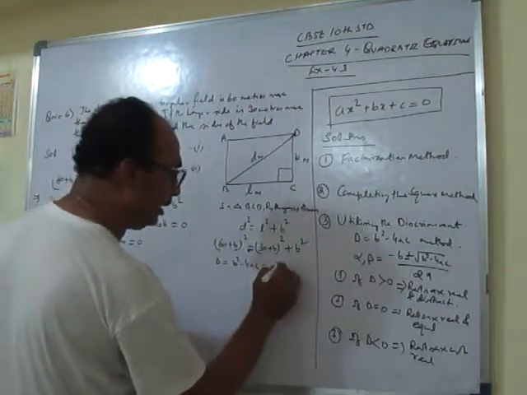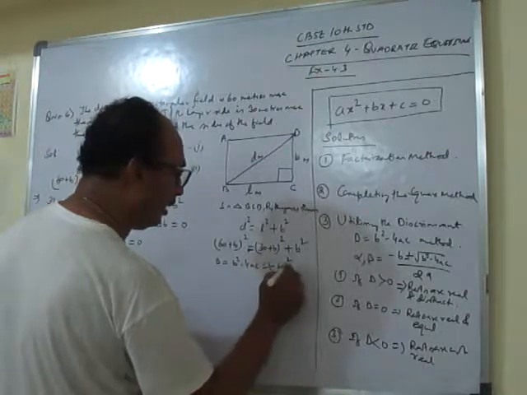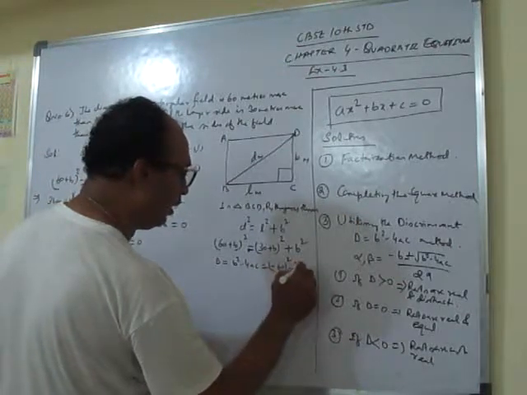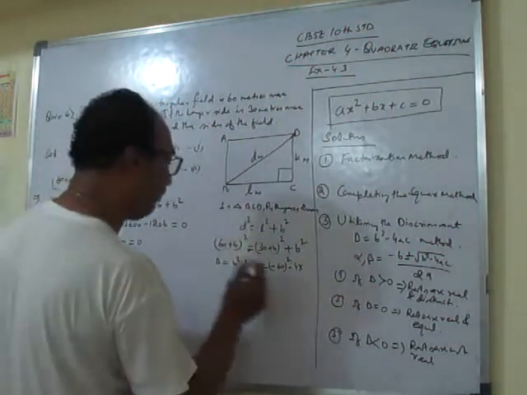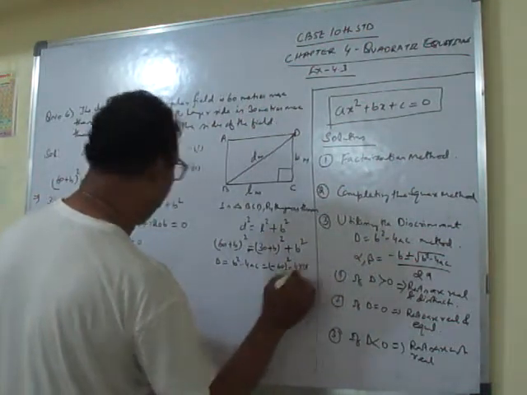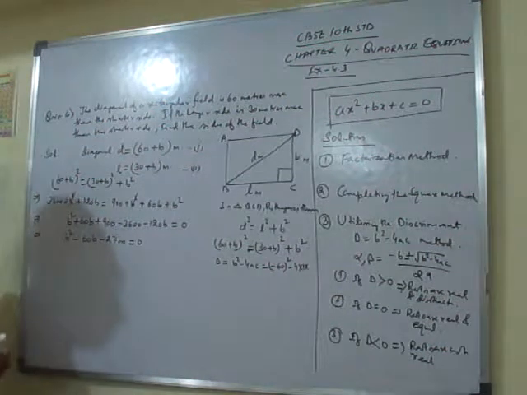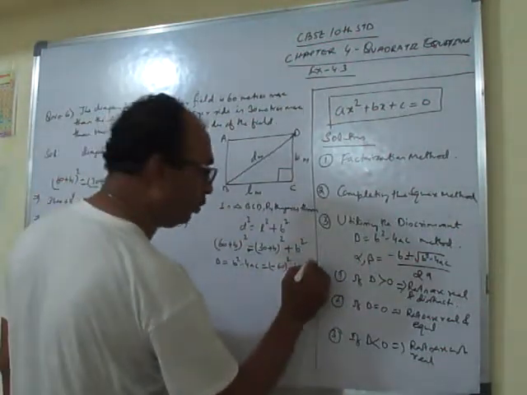So minus 60 square and then minus 4 into a is what? A is 1 only. Yes, sir. A is 1 and c is minus 2700. Minus 2700, correct? Yes, sir.